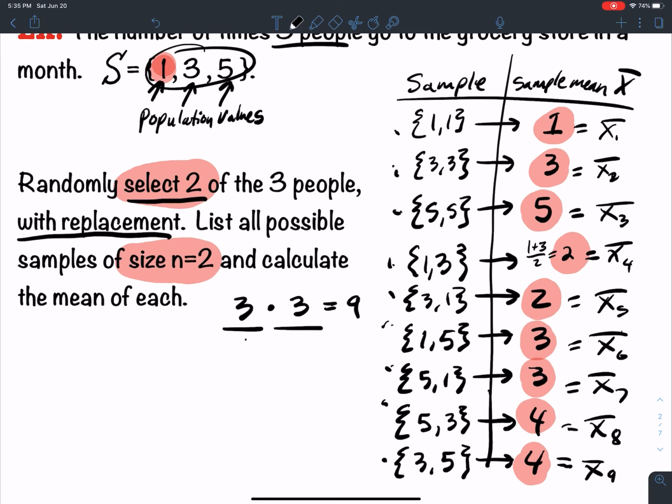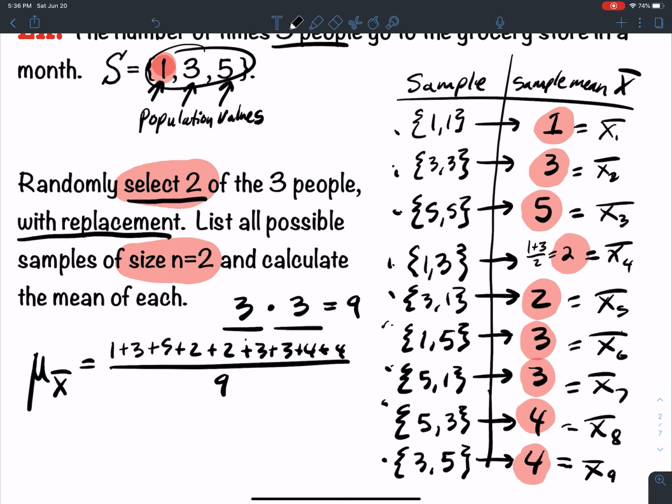So what do I want to do? I want to find the mean of the sample means. The mean of the sample means is equal to, well, I have to average all of those numbers, right? So let's do it. 1 plus 3 plus 5 plus 2 plus 2 plus 3 plus 3 plus 4 plus 4, all divided by 9. I add that up, that's 27 over 9, which equals 3.